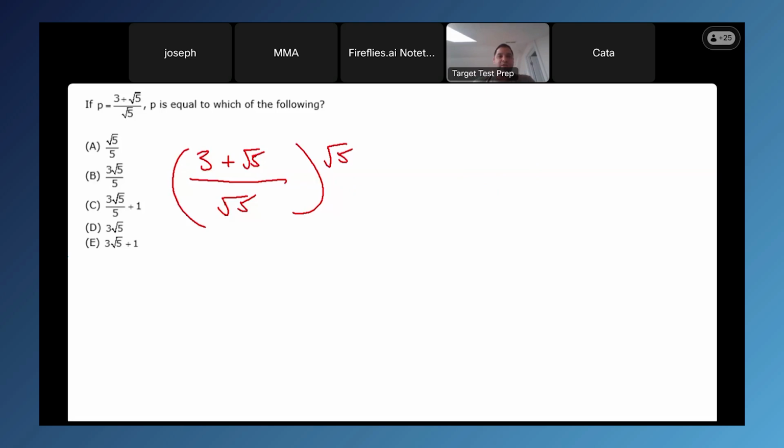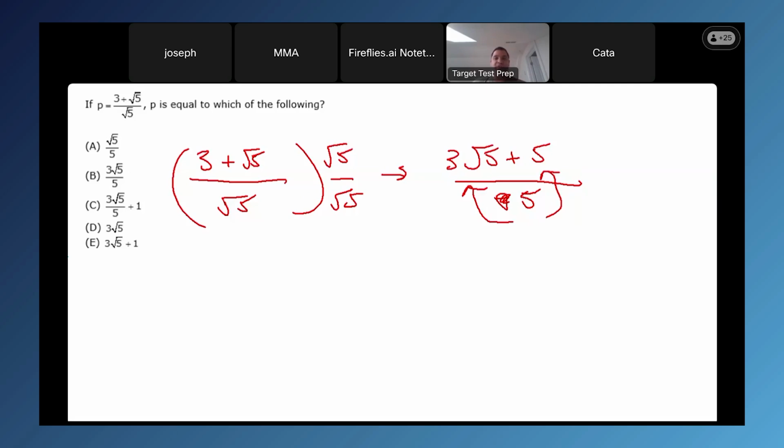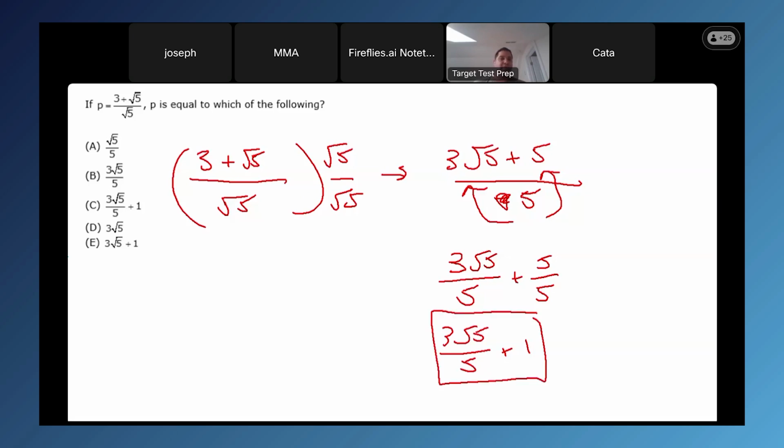So again, the way to deal with this is multiply by root 5 over root 5. So we're going to have 3 root 5 plus regular 5 over 5 on the bottom here. So the last step actually is not factoring out. You can distribute and distribute. That's going to give you 3 root 5 over 5 plus 5 over 5. That's going to be 3 root 5 over 5 plus 1. And that's going to give us a value of C.